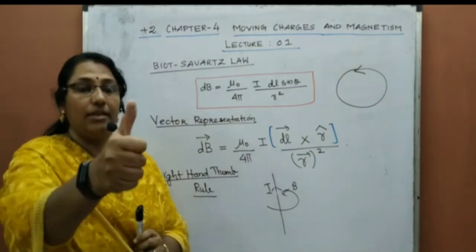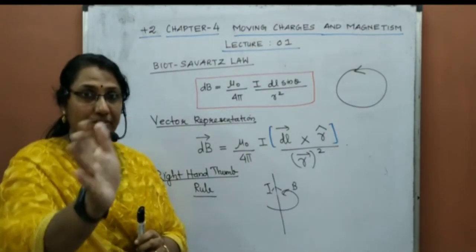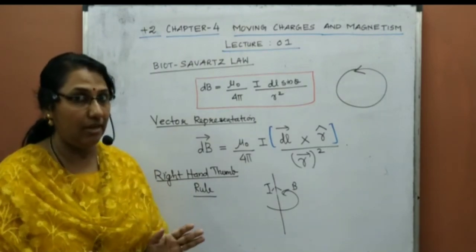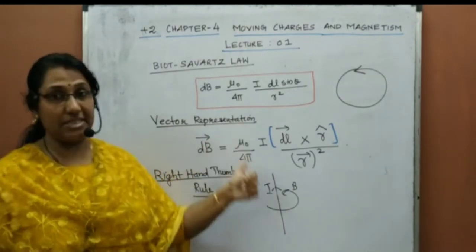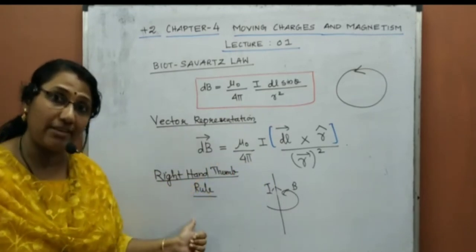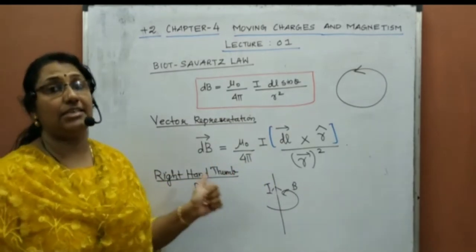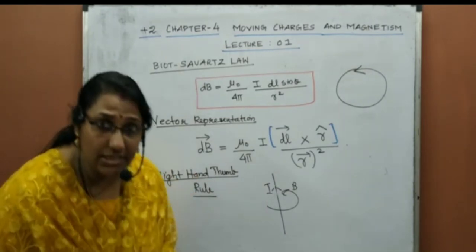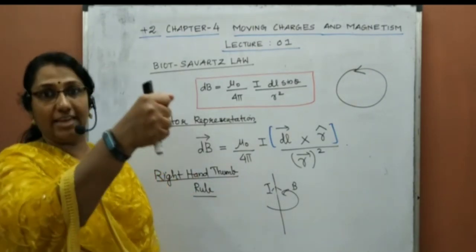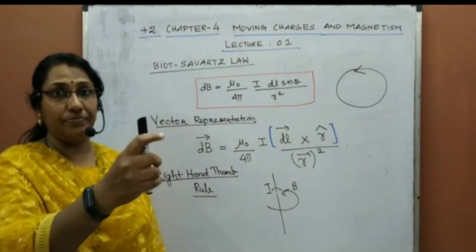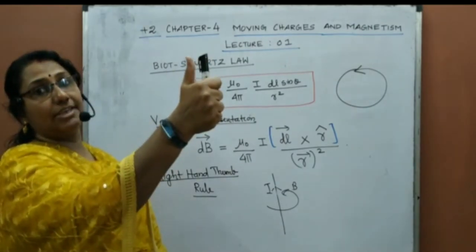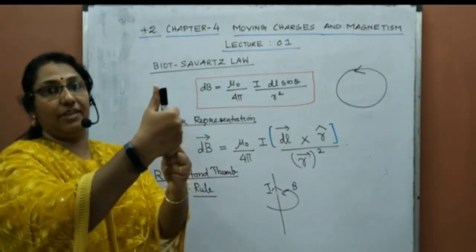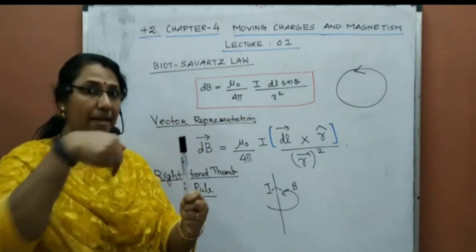Once more, current in the direction of thumb, then the curlings of the finger will give the direction of the magnetic field. Okay, you may write. Vector representation is this, but the direction of the magnetic field is taken by using the right hand thumb rule. Right hand thumb rule states that if a straight current carrying conductor is placed in our right hand in such a way that the thumb directs towards the direction of current, the current is in upward direction, then the curlings of the finger will give the direction of the magnetic field.